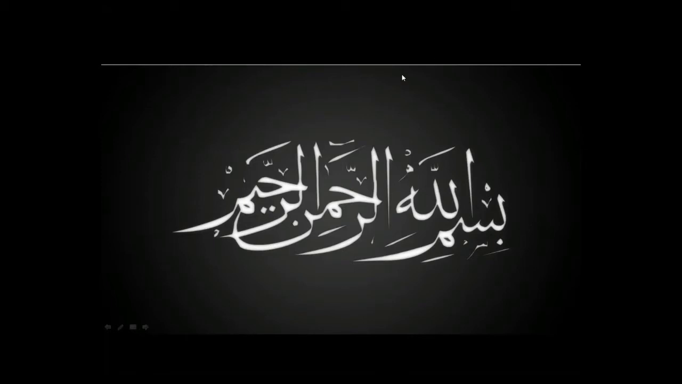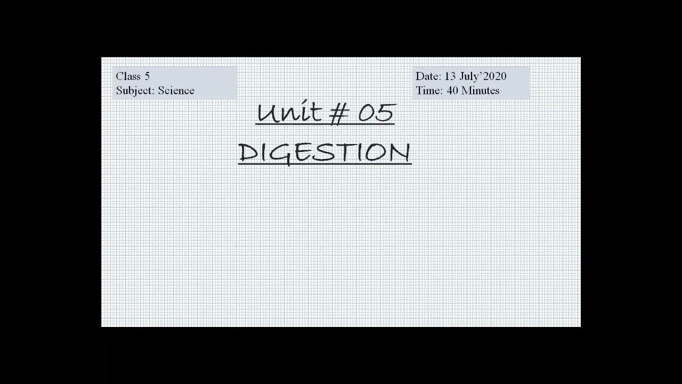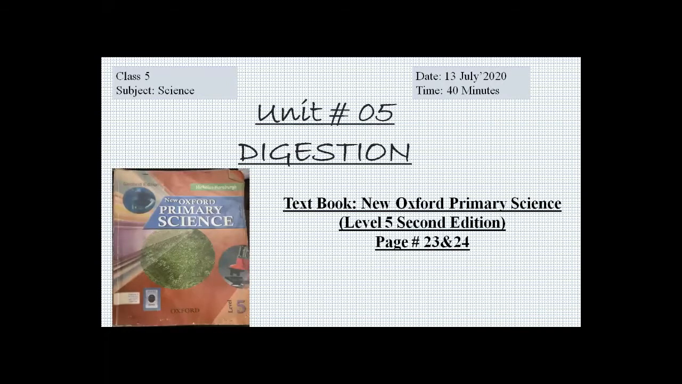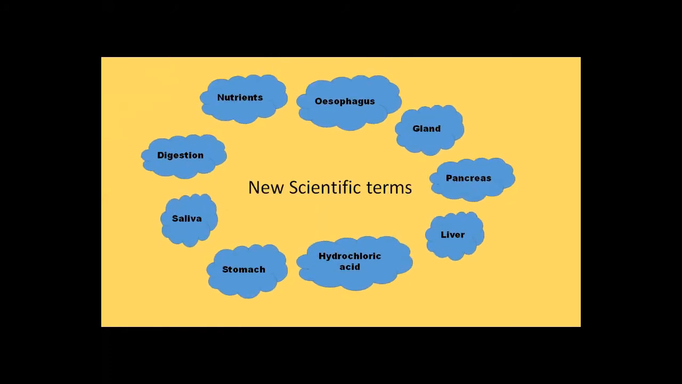Now, today I will teach you unit number 5. Unit number 5, digestion, is in your science book on page number 23. And I'm sure all my smart students have their science book and science copy. Now, students, you will learn the new scientific terms in this unit. What are the new scientific terms we have learned in this chapter?